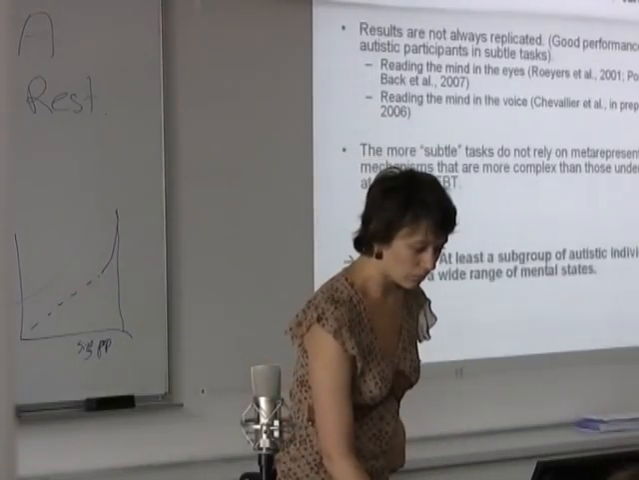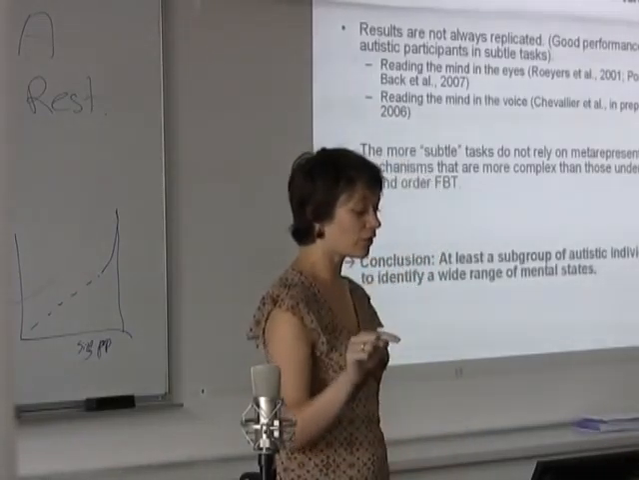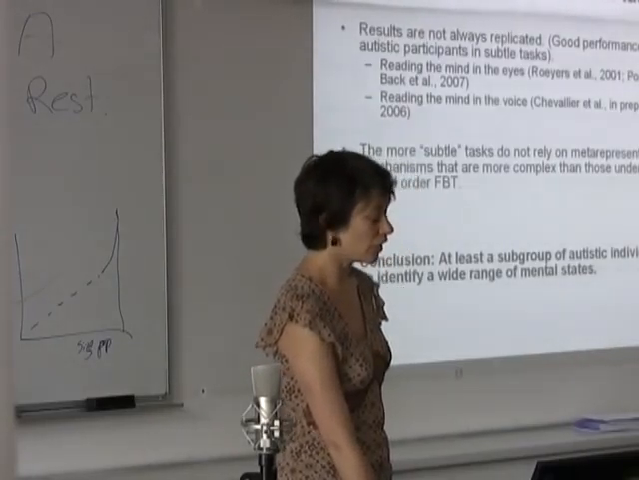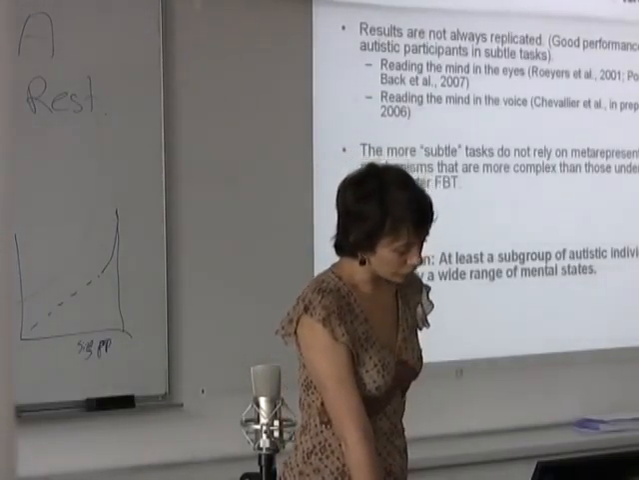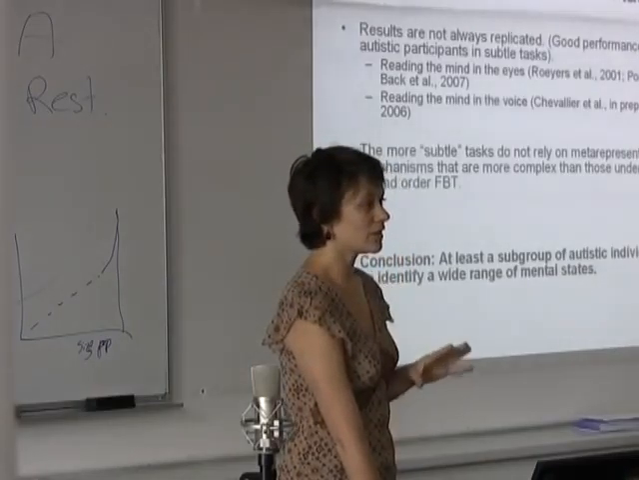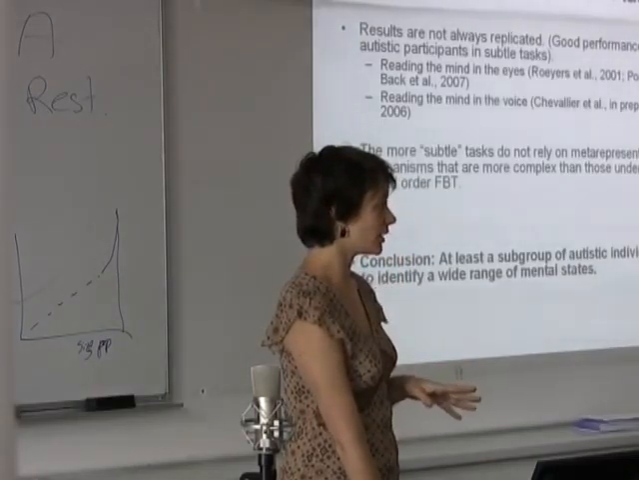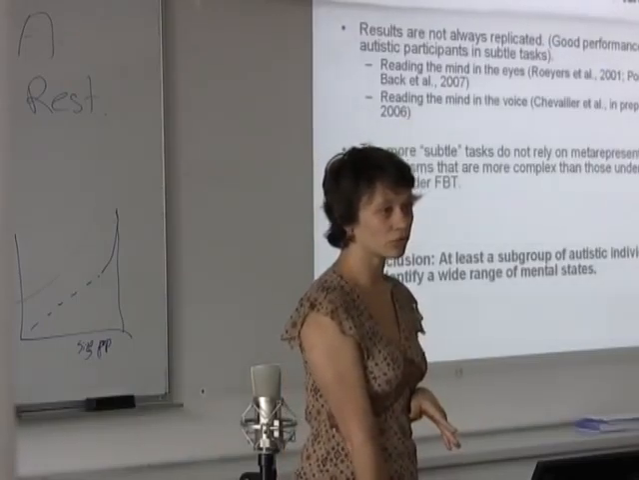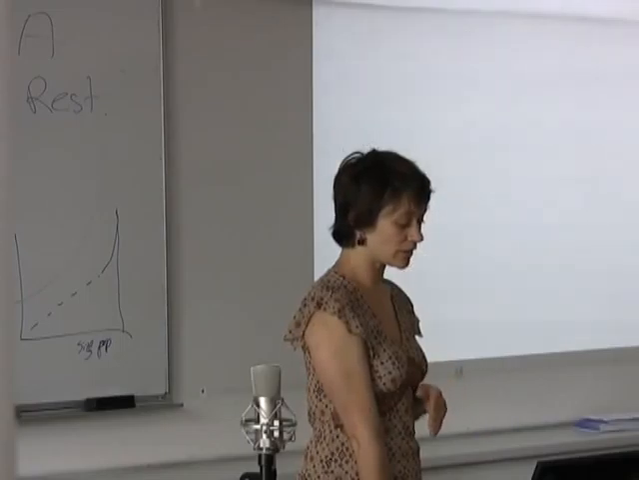So what I want to argue on the basis of the first point is that there is at least a subgroup of autistic people who are truly able to identify a wide range of mental states. So there's at least a subgroup of autistic people who do some proper mind reading. They're not just hacking out a solution to the problem, they're truly mind reading.